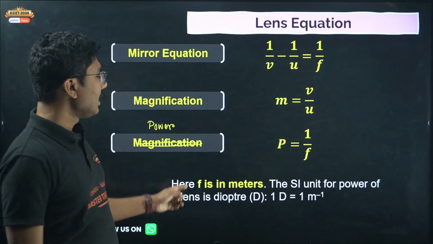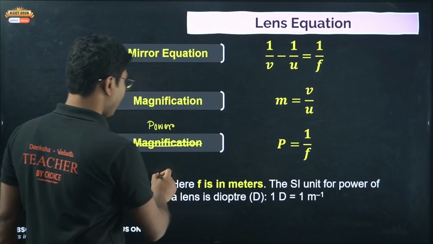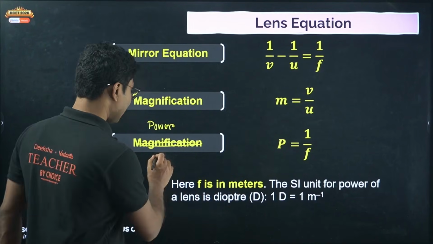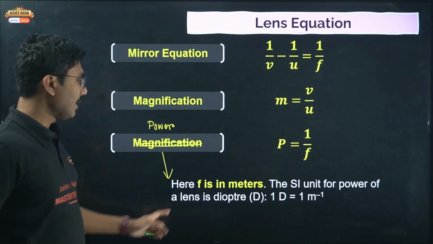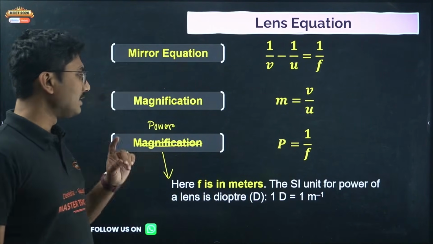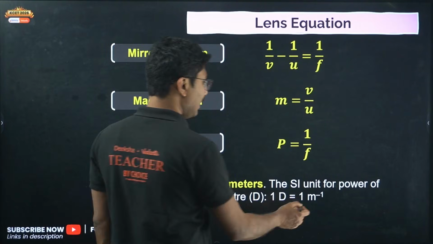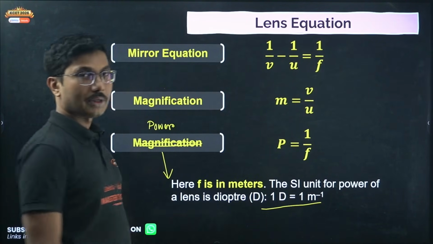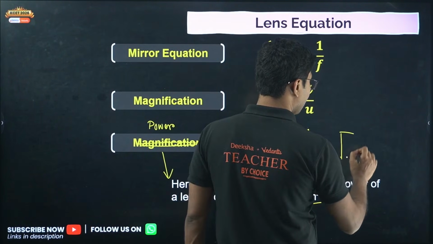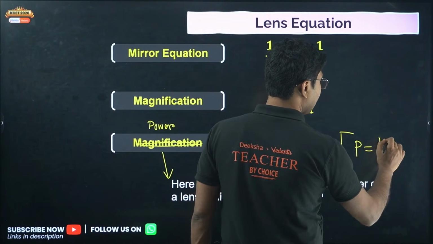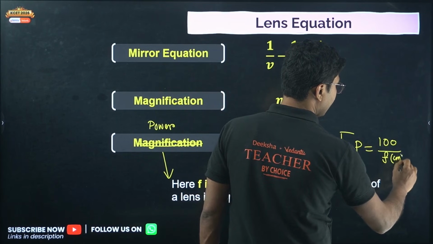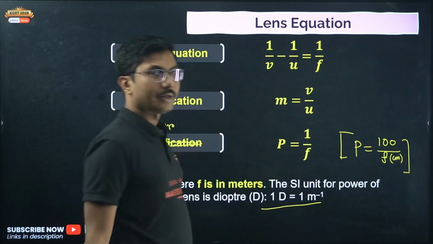Now remember that in this particular case for P, the f is in meters. The SI unit for power of a lens is the diopter, and it is given by 1 per meter. So if the focal length is given in centimeters, then power is given by 100 divided by f in centimeters. This is a shortcut to calculate the power directly.